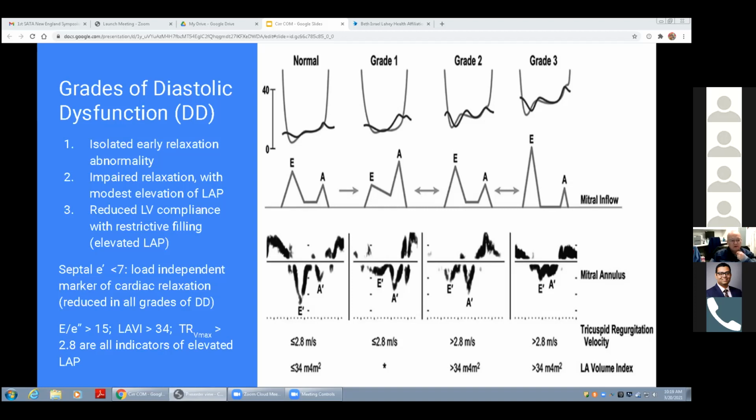So this is normal. A lot of velocity during the early portion of diastole, a little velocity during the atrial kick portion of diastole. In grade 1 diastolic dysfunction with poor relaxation, you get a reversal of that. Little velocity during the early part, a lot during the atrial kick portion of it.